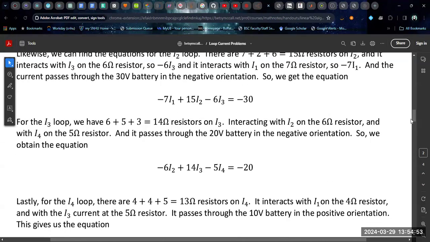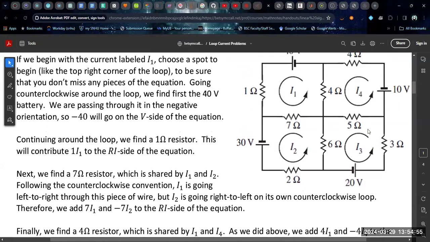Like so. And then if we continue around the I3, then we start at the top again. So this will be a 5 ohm resistor, but shared between I3 and I4. So that will be plus 5 I3 minus 5 I4. Here we have the 6 ohm resistor being shared with I3 and I2. So plus 6 I3 and minus 6 I2.